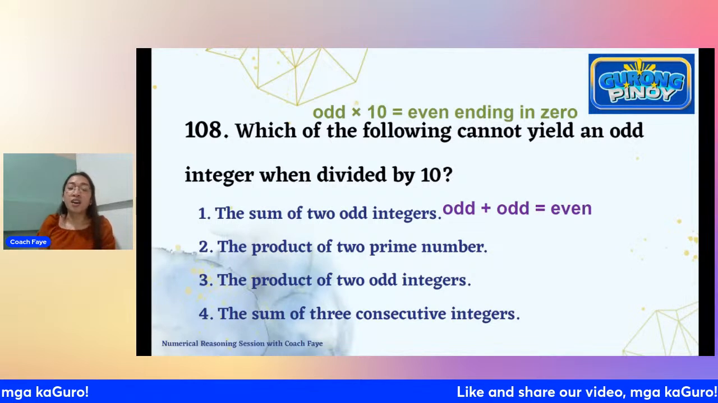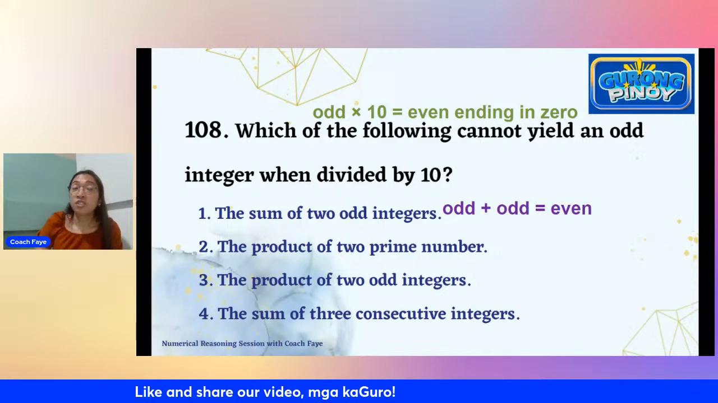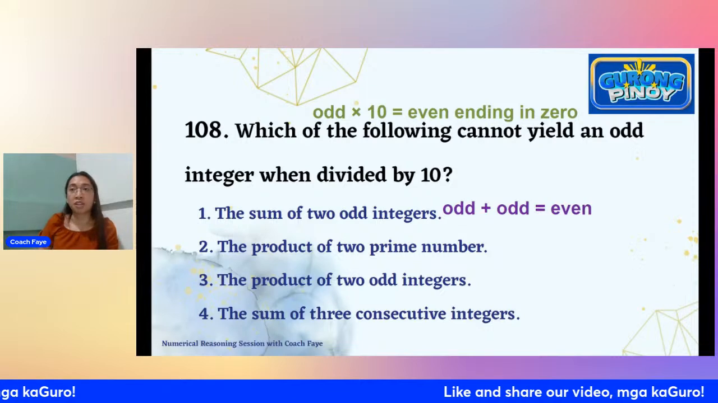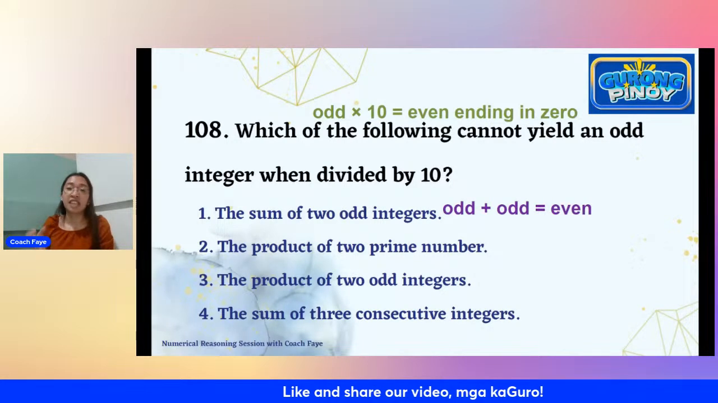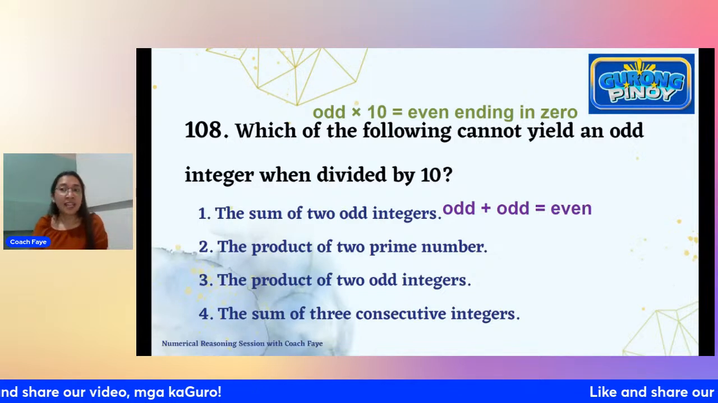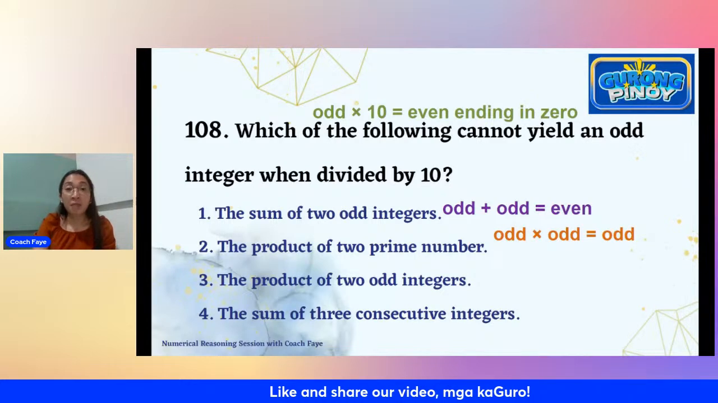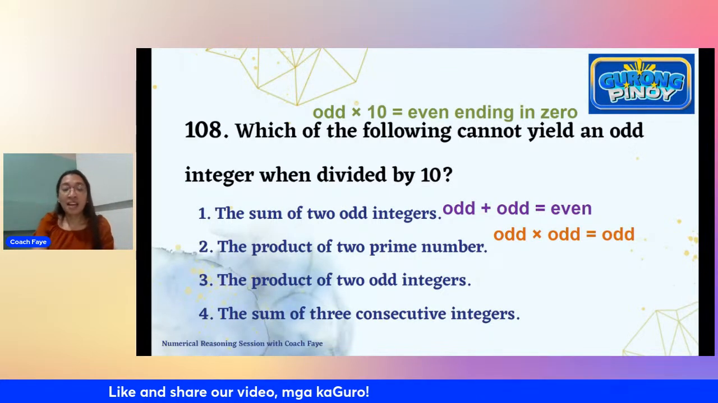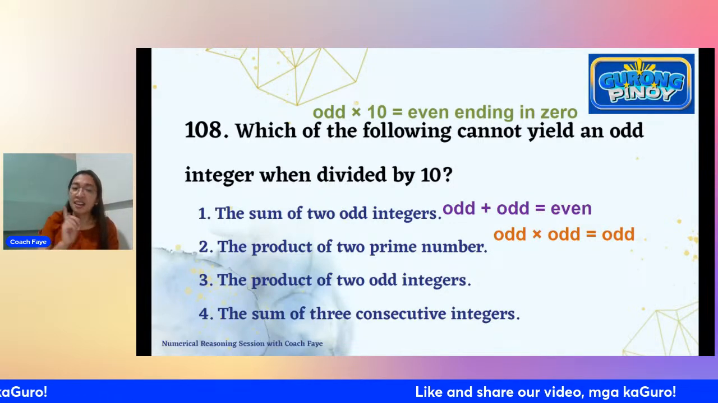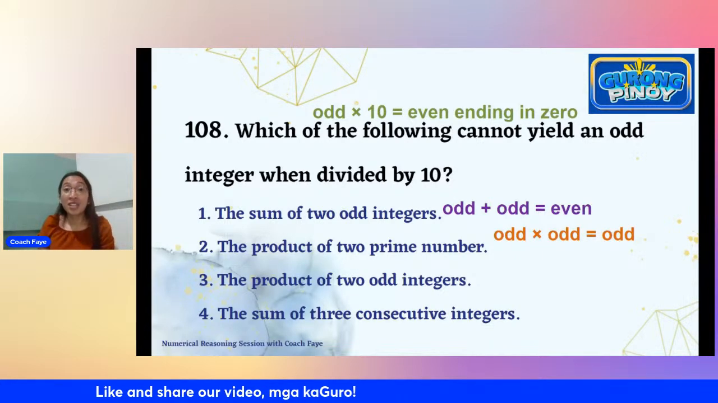Let's try option 2, the product of two prime numbers. Prime numbers are numbers whose only factors are 1 and itself. So ano ba yung mga prime numbers? That's 2, 3, 5, 7, 11, 13, 17, 19, and so on. Karamihan po sa mga prime numbers ay odd. Karamihan lang po. So most prime numbers are odd. So when you multiply that, you get odd number, right? So baka siya kasi hinahanap natin even. Kaso 2 is also a prime number. And as you know, 2 is even, right?